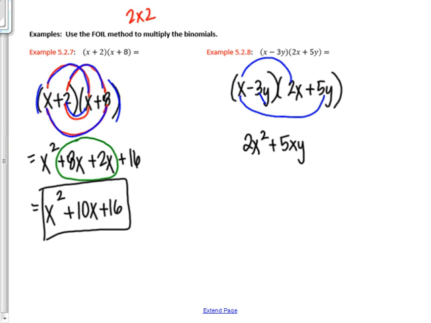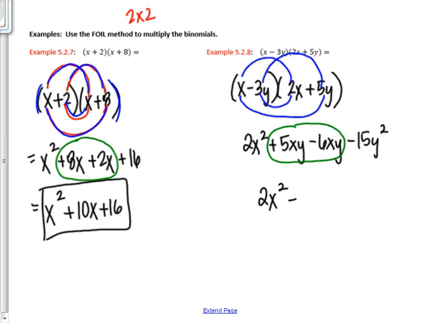Inside would be a negative 3y times a positive 2x, so I would get a negative 6, and again I'm going to write it xy, keep it in alphabetical order. And then the last would be negative 3y times 5y, so I get a negative 15y squared. Same case here, the middle two are like terms, so they can go together. So I get a negative 1xy minus 15y squared.